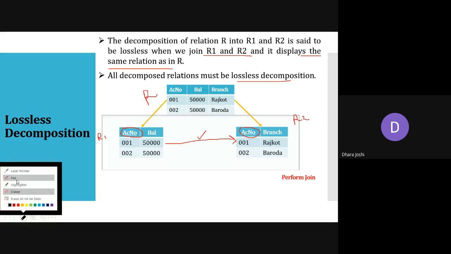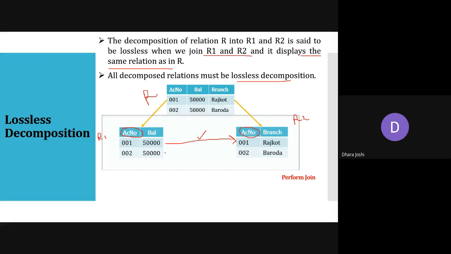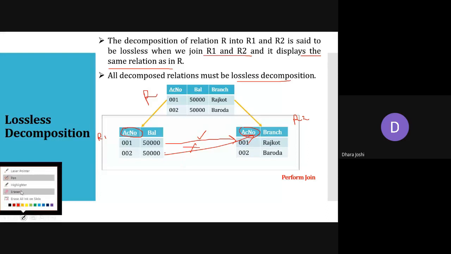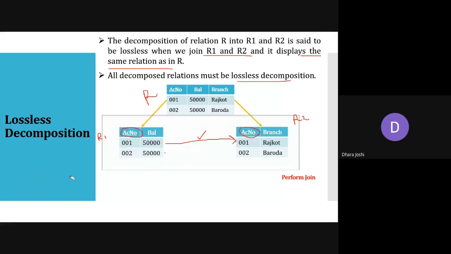Again, we are checking it for 002 with 001. Again, this account number is not verified. That means we are going to delete it. And we are verifying the last one, which is 002 with 002. And it is matched. So only these two records will be the part of the result. Account number 001, balance 50,000 and Rajkot, 002, balance 50,000 and Baroda.